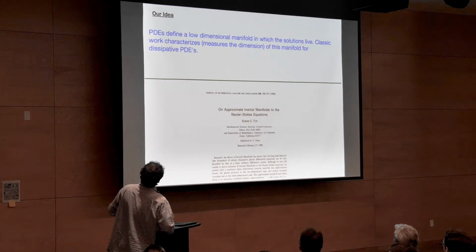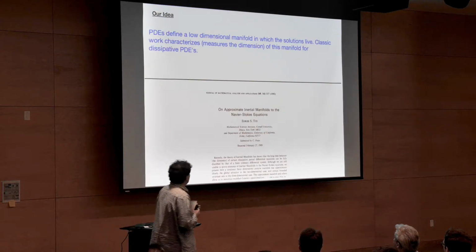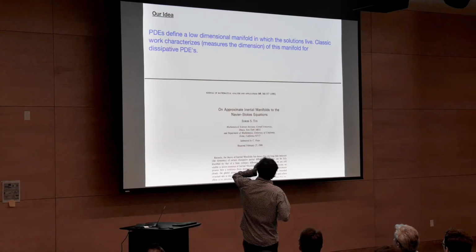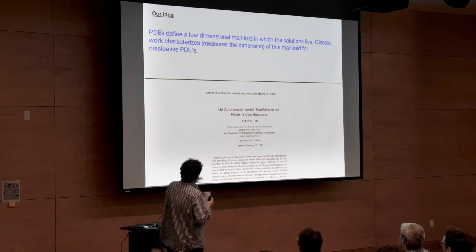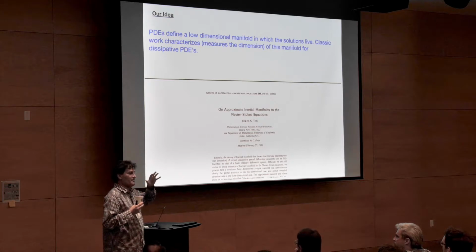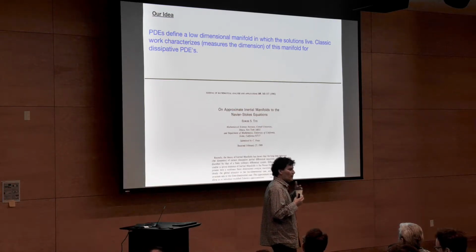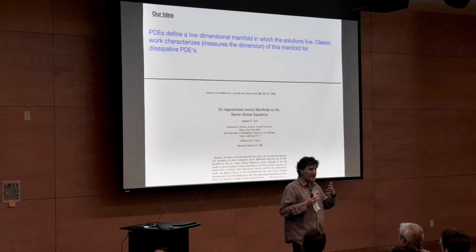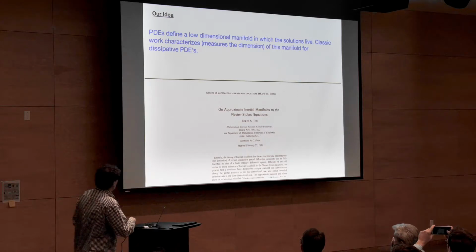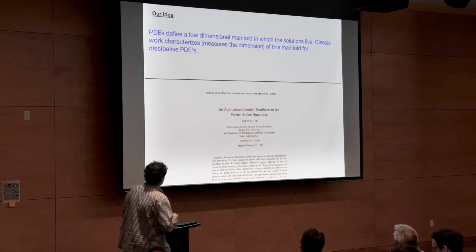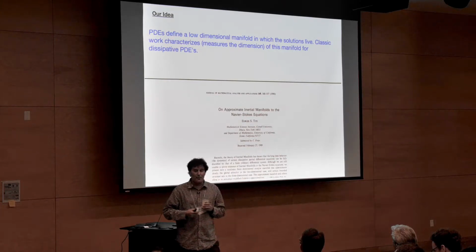Okay, so our idea is the following. PDEs, in reality, have a low-dimensional manifold where solutions live, even though they have infinitely many degrees of freedom. This is a field in which people in applied mathematics have spent a lot of effort trying to measure the number of degrees of freedom that what's called the inertial manifold might have. For example, here's a famous paper by Titi, in which he tried to estimate the dimension of the inertial manifold of the Navier-Stokes equation.